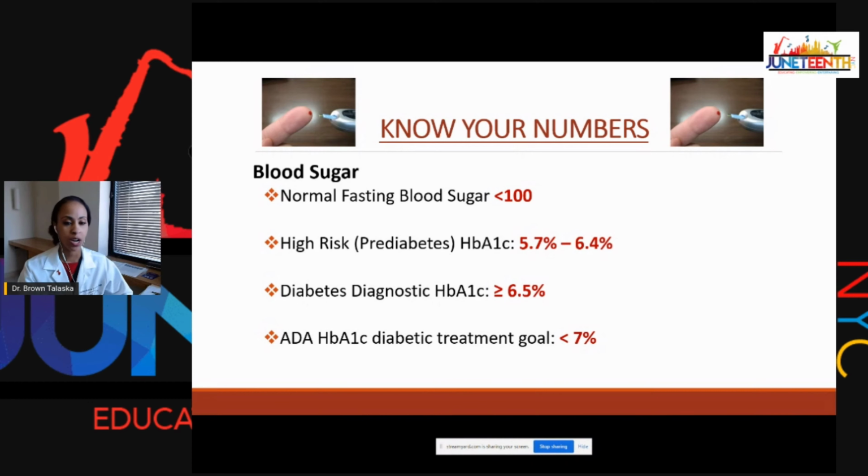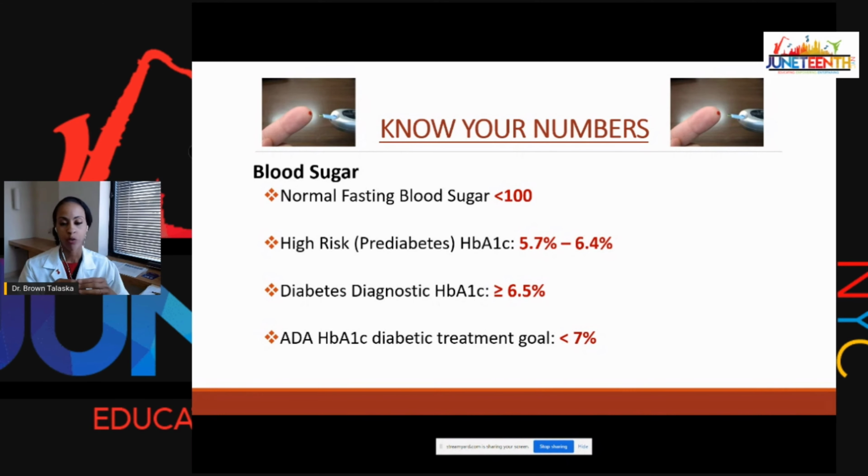For those who already have diabetes, who are on treatment, your goal is to have that hemoglobin A1C less than 7. So what is a hemoglobin A1C, HbA1c? It's a measure of how well your blood sugar is controlled over the past 90 days. It's retrospective, it's a look backwards. How is your average daily blood sugar for the previous 90 days?